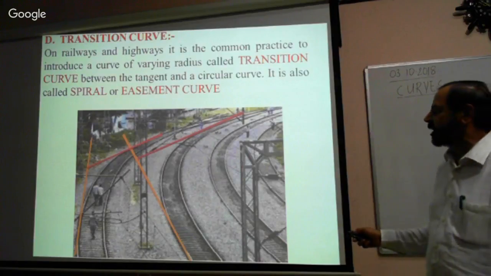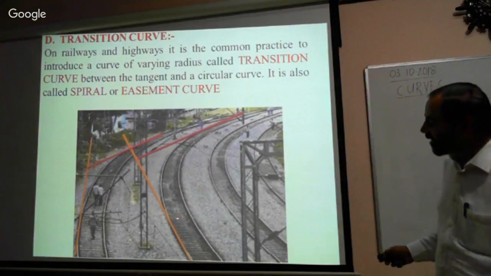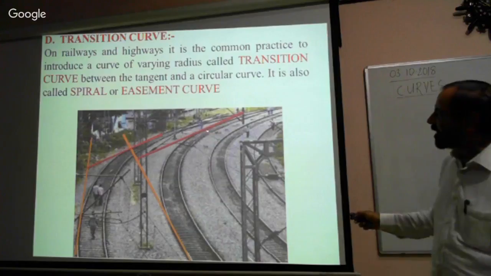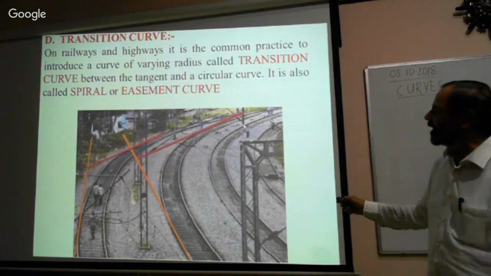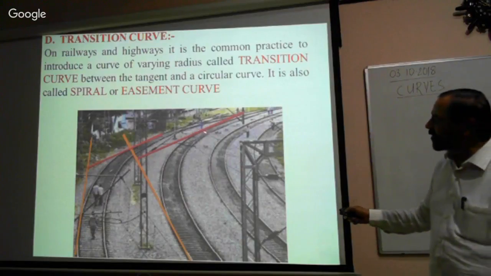Its physical character of the curve is changed. Now here the radius remains the same from here to here. Now afterwards, let us assume that a transition curve is introduced from here to here.